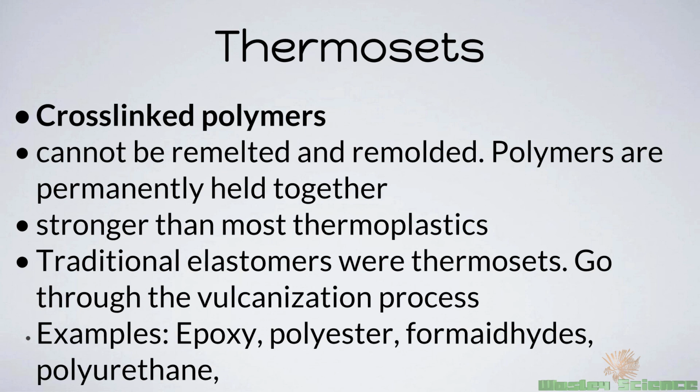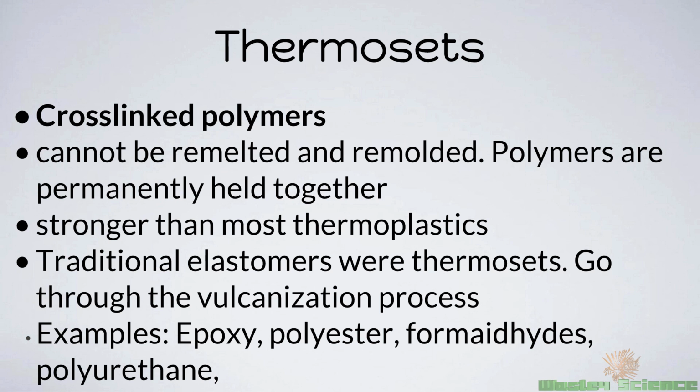Then you have the thermosets. Those are the cross-linked polymers. They cannot be remelted and remolded when they are formed. These are the polymers that are permanently held together. They are much stronger than the thermoplastics, though. So you guys can kind of see those pros and cons in here. They go through the vulcanization process. Now, examples of these can be epoxy, polyester, formaldehydes, and polyurethane.